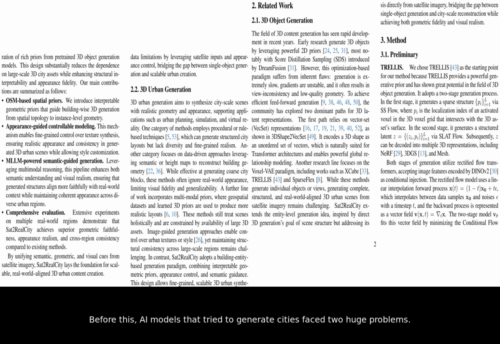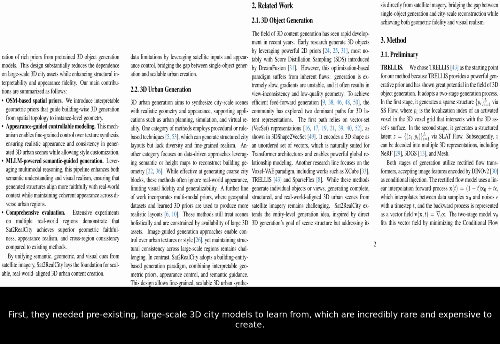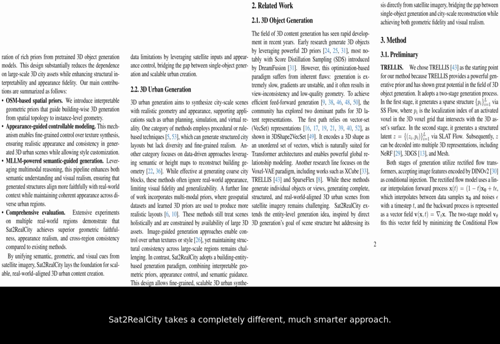Before this, AI models that tried to generate cities faced two huge problems. First, they needed pre-existing, large-scale 3D city models to learn from, which are incredibly rare and expensive to create. Second, they often used simple layout maps, resulting in buildings that looked generic and lacked real-world detail and appearance. Sat-2 Real City takes a completely different, much smarter approach.